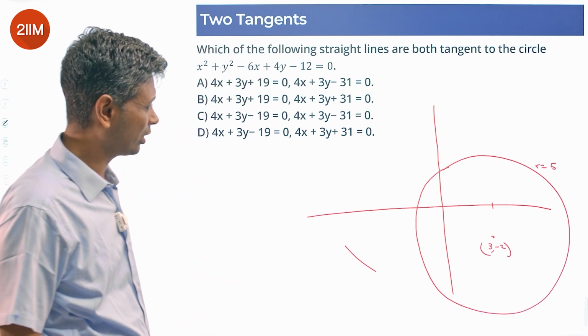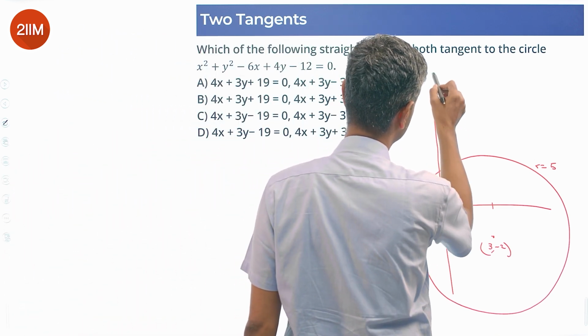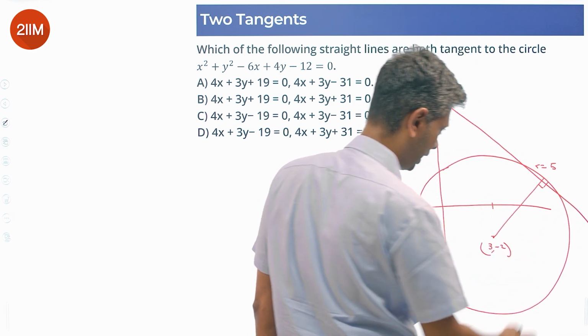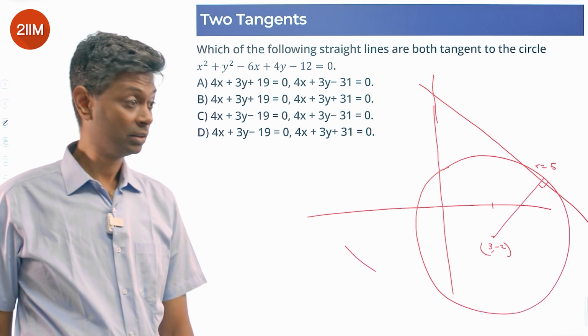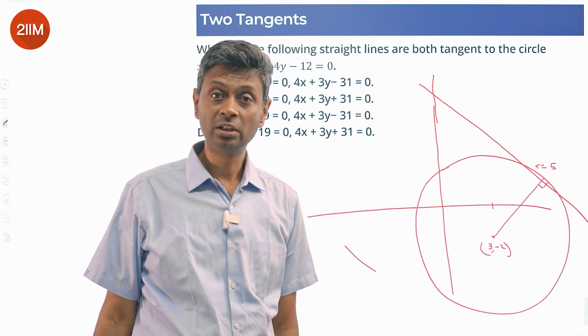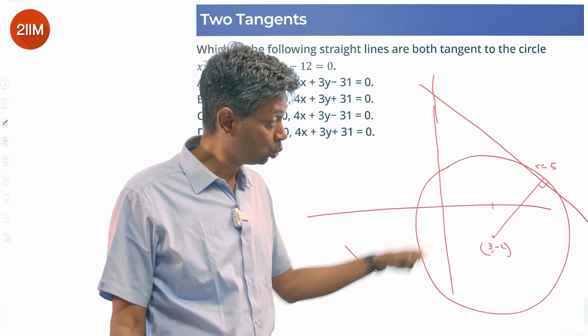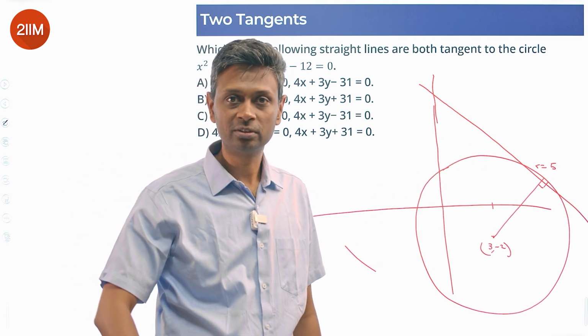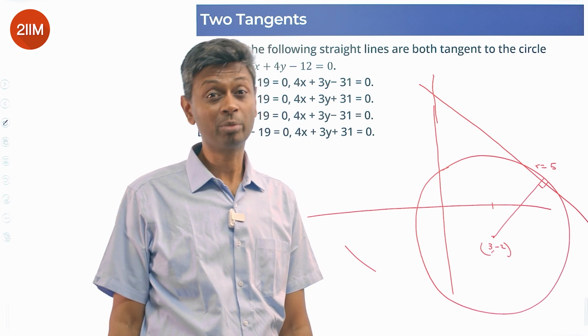How do I find this? Suppose hypothetically I assume a line, a tangent line to be a line like this. Then this tangent is perpendicular to the radius. So from the center of the circle, if I draw a line to the point of tangency, that should be perpendicular to that, and we can find the perpendicular distance.